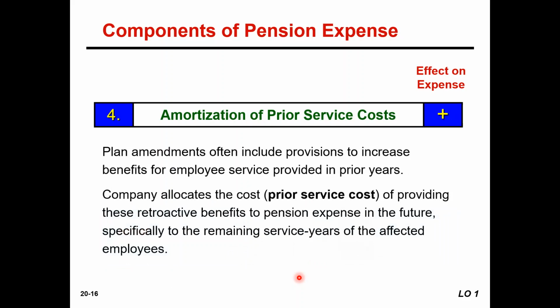Number 4, amortization of prior service costs. Effect on expense is an increase. The plan amendments often include provisions to increase benefits for employee service provided in prior years. Company allocates the cost, prior service costs, of providing these retroactive benefits to pension expenses in the future, specifically to the remaining service years of the affected employees.